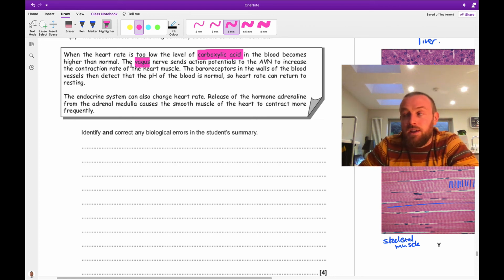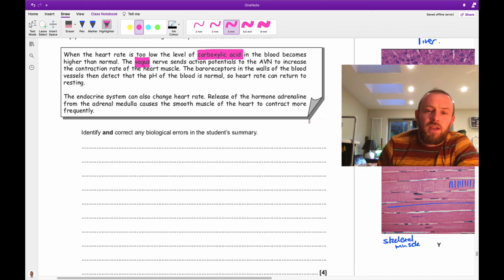The vagus nerve is part of the parasympathetic nervous system, so that would slow down. To increase the contraction rate of the heart muscle, the baroreceptors in the walls of the blood vessels then detect that the pH of the blood is normal. No, okay, so that's the baroreceptors. There's not baroreceptors, so heart rate can return to resting. The endocrine system can also change the heart rate, release the hormone adrenaline from the adrenal medulla.